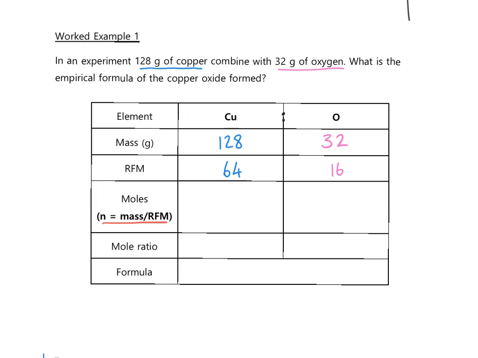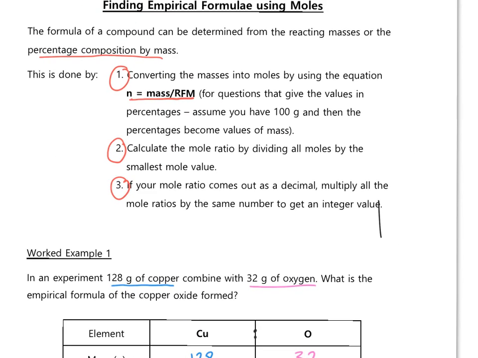If we see what that is for copper, the mass is 128, the RFM is 64, and that gives us a number of moles of 2. With oxygen, the mass is 32, the RFM is 16, so again your number of moles is 2. Take a look then back up at step number 2. We are now calculating the mole ratio by dividing all the moles by the smallest mole value.